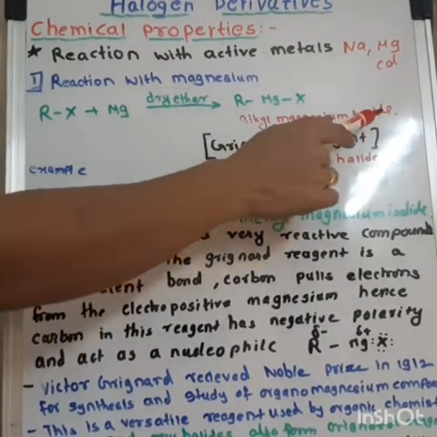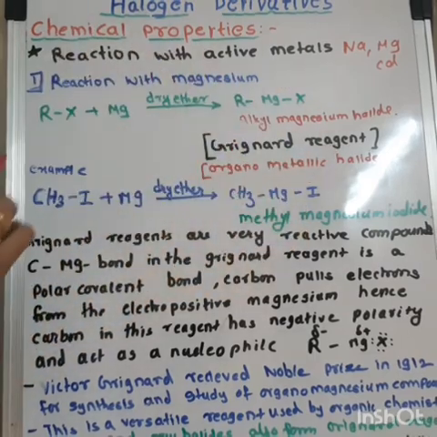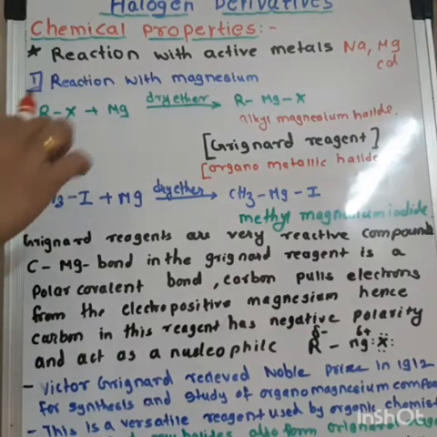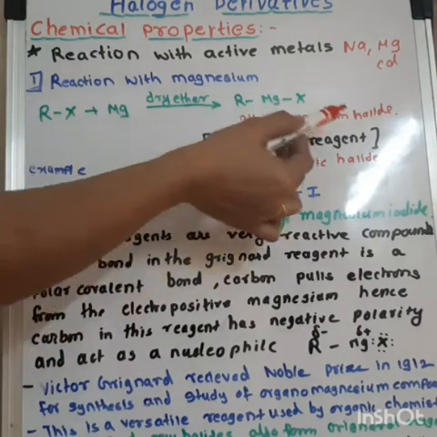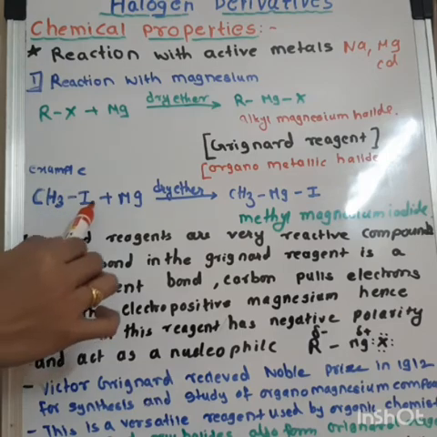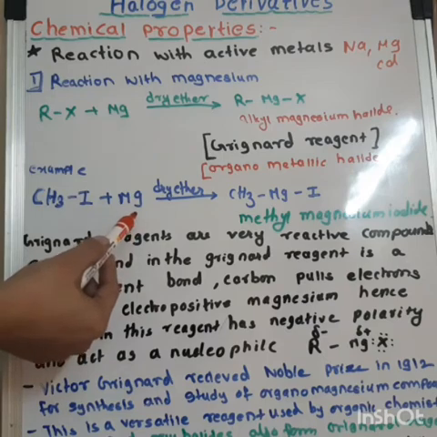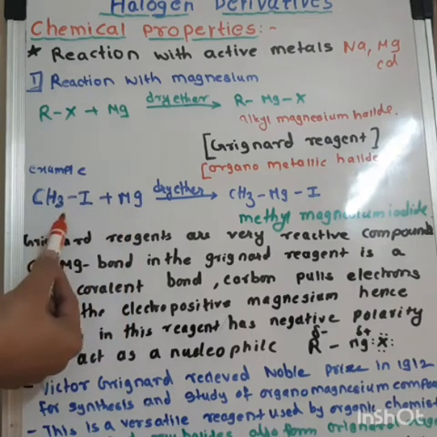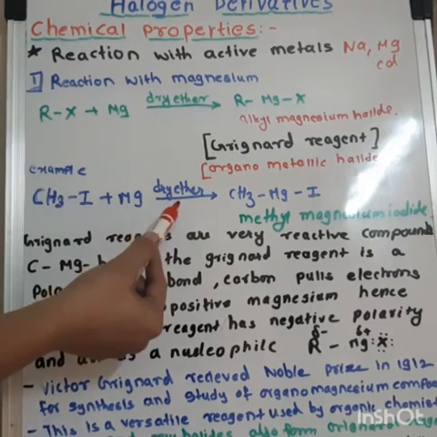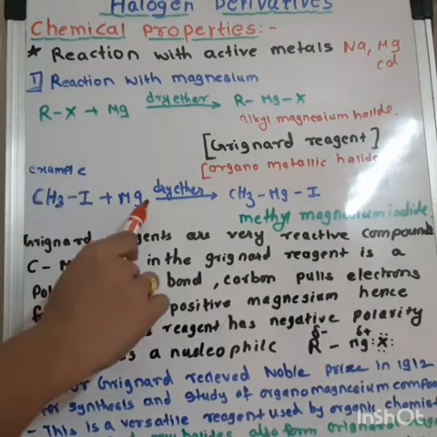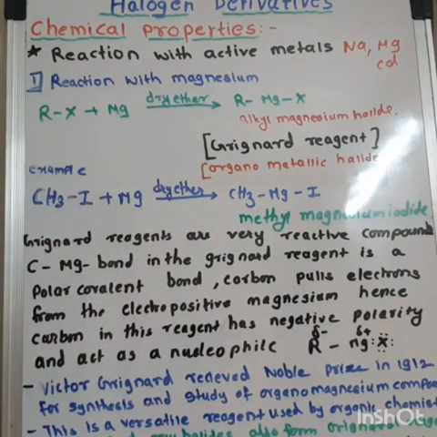This alkyl magnesium halide is also known as Grignard's reagent and also known as organometallic halide. So an example of this reaction, or the preparation of organometallic halide, is CH3I plus Mg, that is methyl iodide plus magnesium. It reacts readily with magnesium. Methyl iodide reacts readily with magnesium in presence of dry ether as a solvent. It gives methyl magnesium iodide. So this is the example and this is the general reaction to form Grignard reagent.